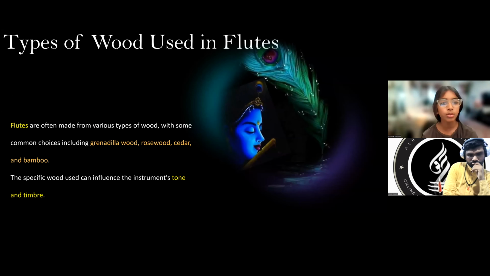Types of wood used in flutes. Flutes are often made from various types of wood, with some common choices including granadilla wood, rosewood, cedar, and bamboo. The specific wood used can influence the instrument's tone and timbre.